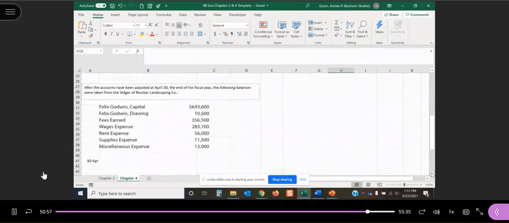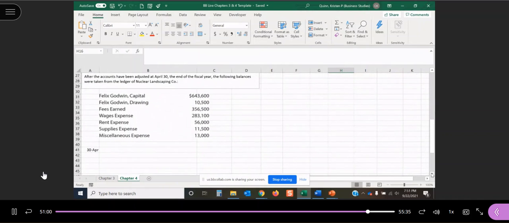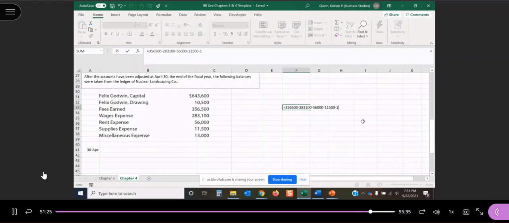Let's do another one. We have Felix. They give us some information about him, and we're doing this as of April 30th, they tell us. So before you ever do any closing entry, always calculate whether you had a net income or a net loss. So he had $356,500, $283,100 in wages, $56,000 in rent, $11,500 in supplies, and $13,000 in miscellaneous. That's a negative, which means he had a net loss.